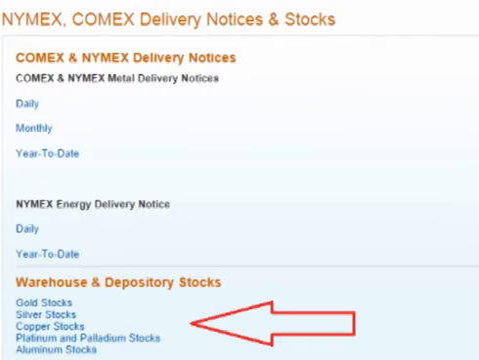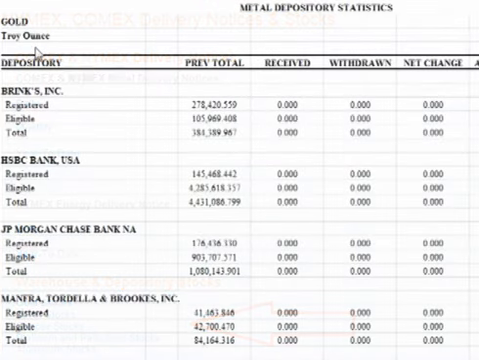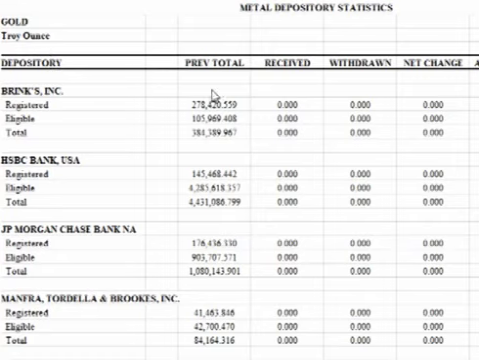COMEX inventory levels are updated every trading day. The current inventory levels can be found on the CME website by doing a simple search for COMEX stocks. There is an individual report for each metal. The report is presented in Excel format.